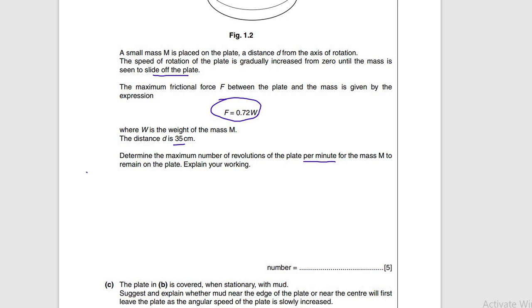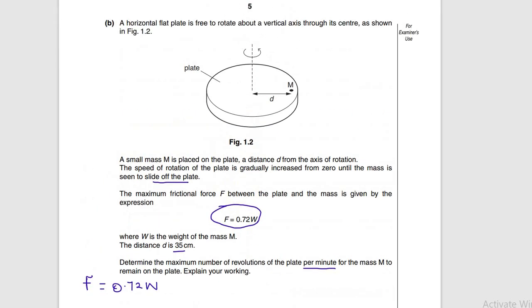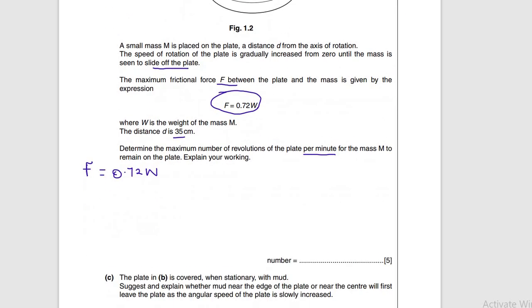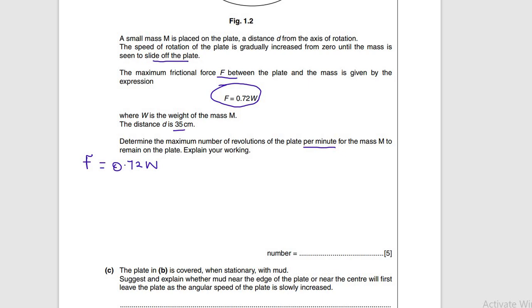Now, we are given that the frictional force is 0.72 weight. And the maximum frictional force between the plate and the mass is given by this expression. The frictional force is the one keeping the mass on the plate, so the frictional force provides the centripetal force.